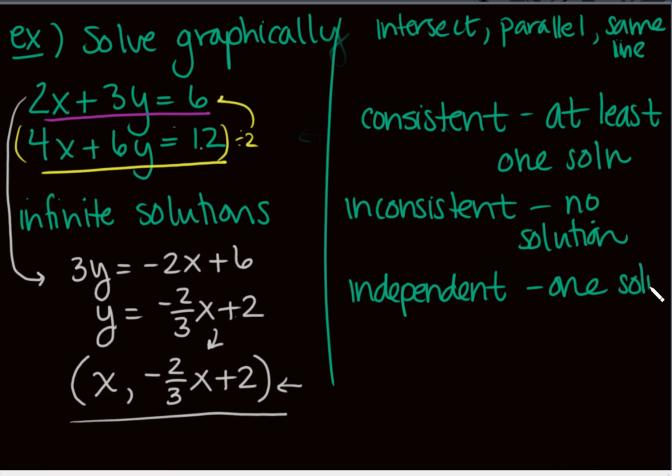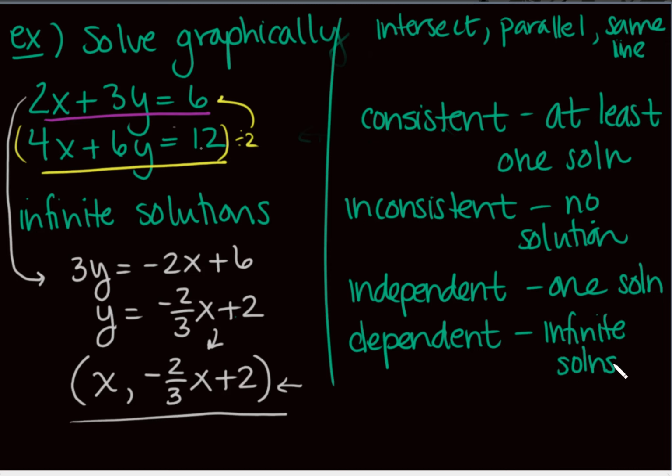I'm being a little bit lazy. Maybe this isn't technically the right definition, but if we say it's dependent, what that really means is that I can get one equation from the other by just multiplying or dividing by a factor. So dependent means I have an infinite number of solutions because we end up having the same line. So when you're looking at your solutions, you're going to either say they're consistent or inconsistent. If it's consistent, then you say it's either independent or dependent. So I hope that makes sense.